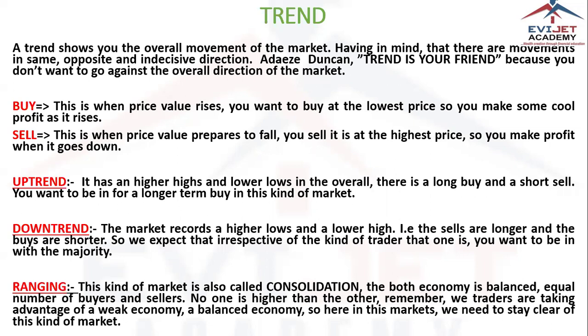All right, ranging. I have explained everything that is here. I've explained them earlier. This kind of market is also called consolidation. The economy is balanced. Equal numbers of buyers and sellers. No one is higher than the other.